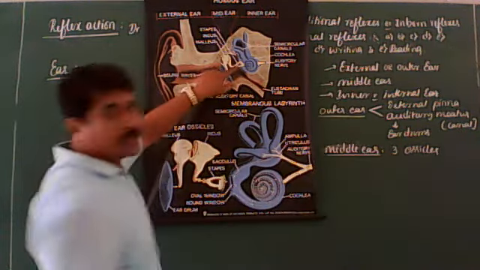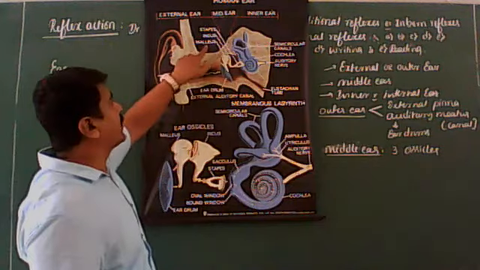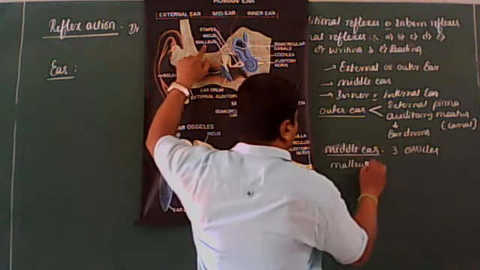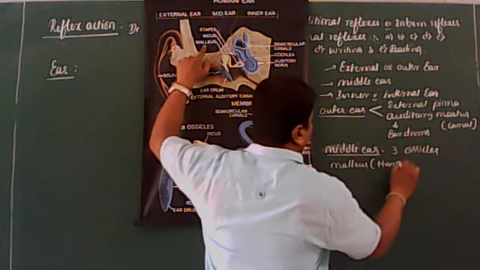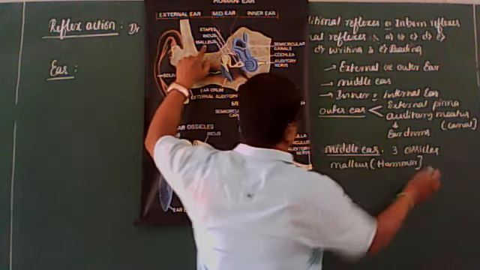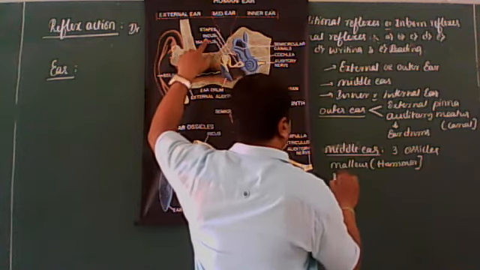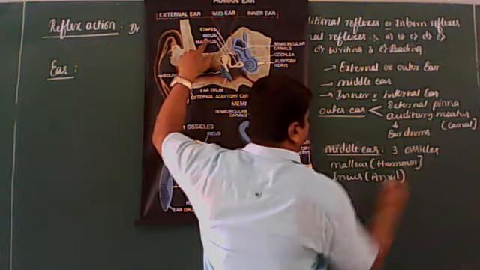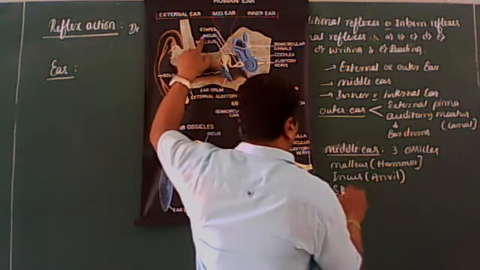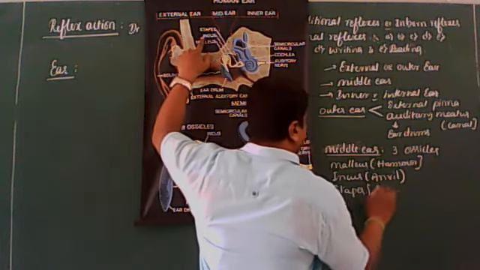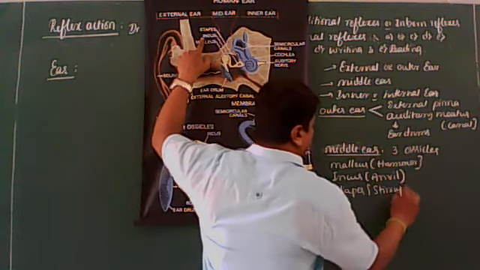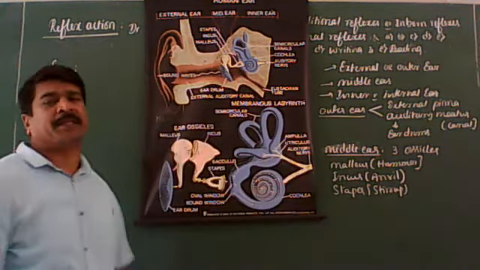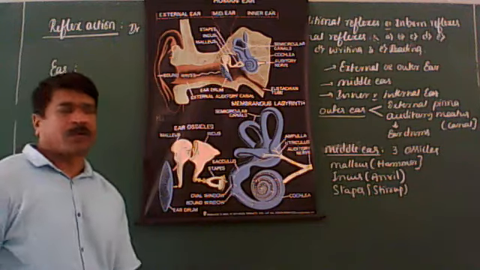Here, look at the chart. You can see the three ear ossicles here. Namely, one is the malleus, also called the hammer. Incus, also called the anvil. And the stapes, also called the stirrup. So these are the three ear ossicles present in the middle ear. That you should keep note.